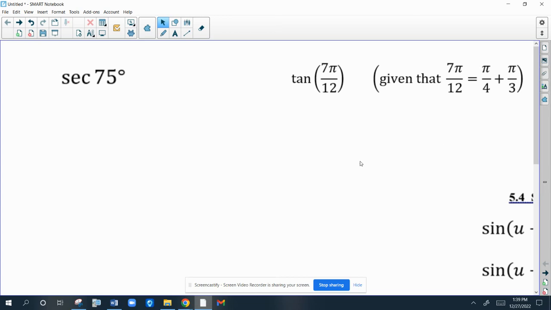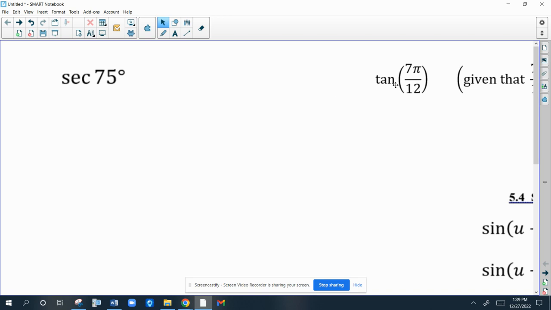Okay, so we're going to look at a couple of trig problems using sum and difference formulas. The first one we're going to look at is secant of 75. First of all, secant is the reciprocal of cosine, so I'm thinking we're going to use a cosine sum or difference formula. Now we have to figure out what plus what or what minus what equals 75, and it has to be some of the angles that we know. In other words, 30, 60, and 45s.